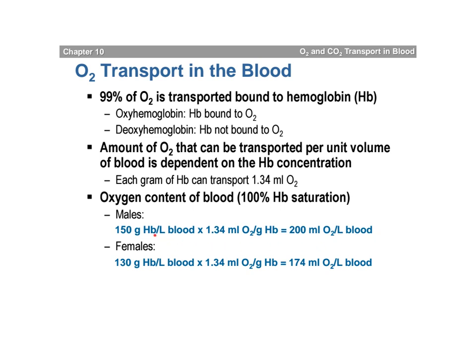Now, typical females have a lower amount of hemoglobin per liter of blood. Recall that females have a lower hematocrit compared to males. And so we can do a similar calculation, and we find that females can carry 174 milliliters of oxygen per liter of blood.